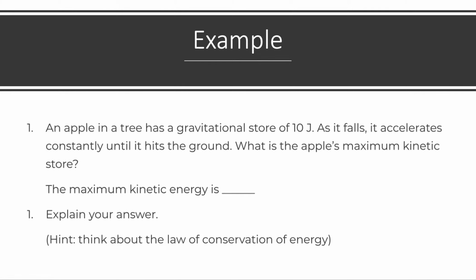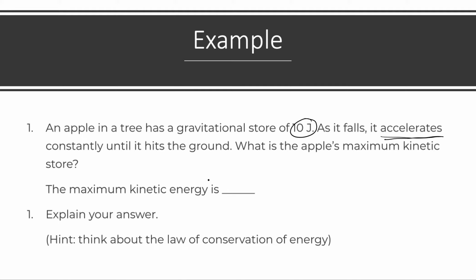So, looking at an example, an apple in a tree has a gravitational store of 10 joules. As it falls, it accelerates constantly until it hits the ground. So this is falling at the same speed. So it has kinetic energy when it's accelerating. This word over here tells us it's kinetic energy. It has kinetic energy when it's falling to the ground, and that kinetic energy is not going to change until it hits the ground. What is the apple's maximum kinetic store?